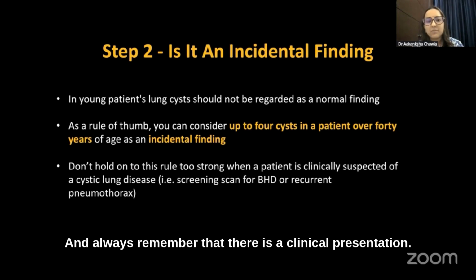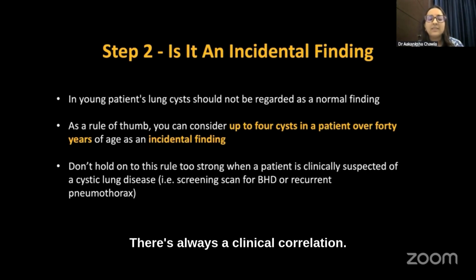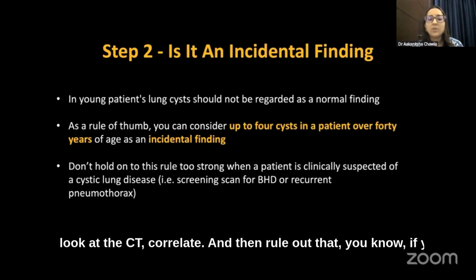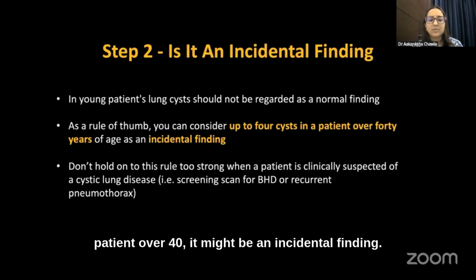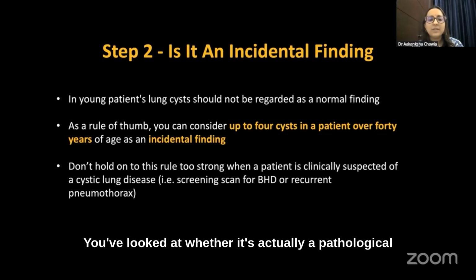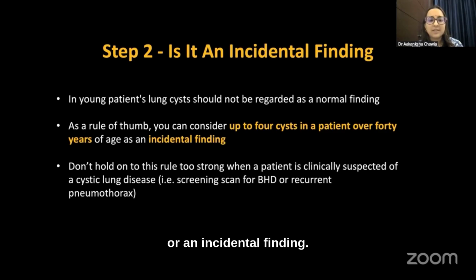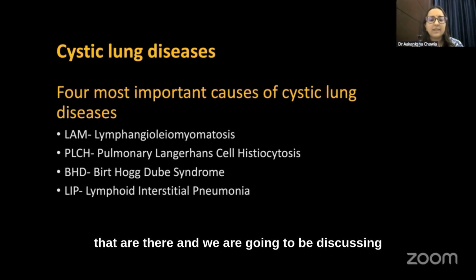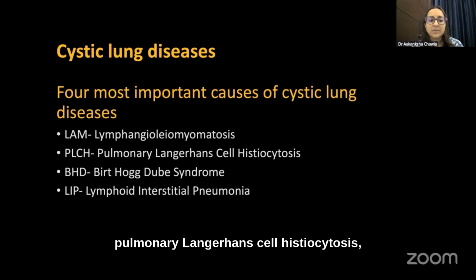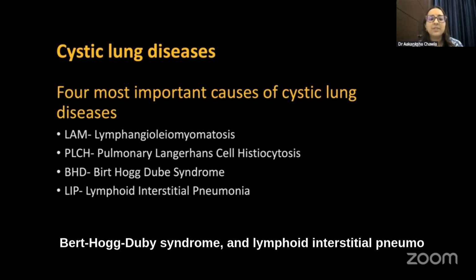Always remember that there is a clinical presentation, there's always a clinical correlation. Look at the presentation, look at the CT, correlate, and then decide whether up to 4 cysts in a patient over 40 might be an incidental finding. So you've ruled out mimics, and you've looked at whether it's actually pathological or an incidental finding. The four most common cystic lung diseases that we are going to be discussing today are lymphangioleiomyomatosis, pulmonary Langerhans cell histiocytosis, Birt-Hogg-Dubé syndrome, and lymphoid interstitial pneumonia.